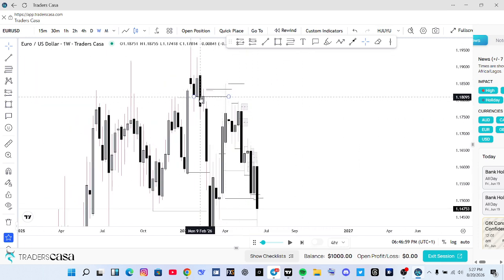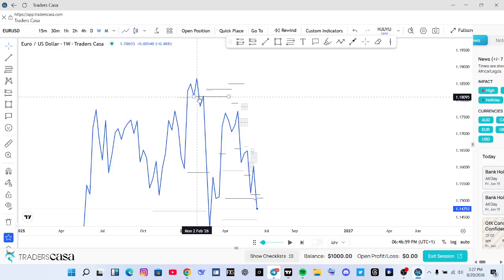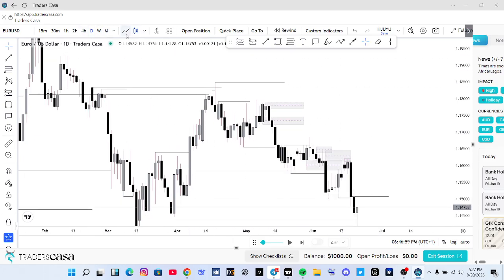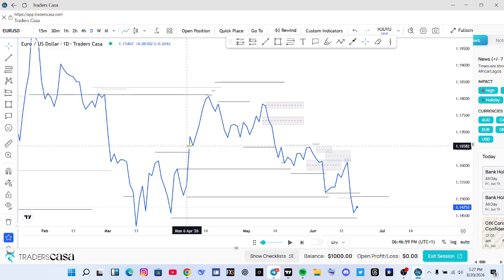Price tapped into this key level here. Look at the key level. This high and this breaker block joined together. Price tapped into that key level, and then on a daily time frame, the market now gave us a break. This was the place I was expecting price to break to confirm that a weekly storyline has started.